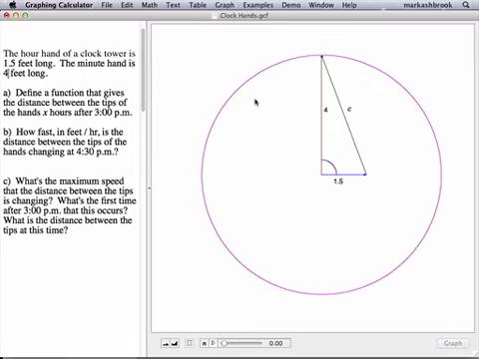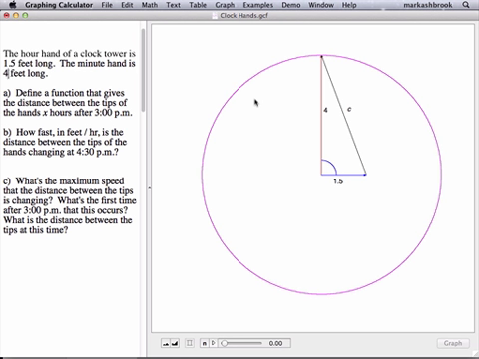Okay, so we got the clock tower. The minute hand is 4 feet long. The hour hand is 1.5 feet long. And we're representing the distance between the tips as the quantity C. What about the length of the minute hand? Is that a changing or a constant quantity?